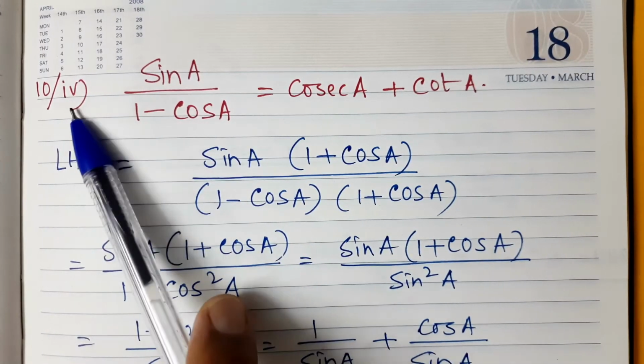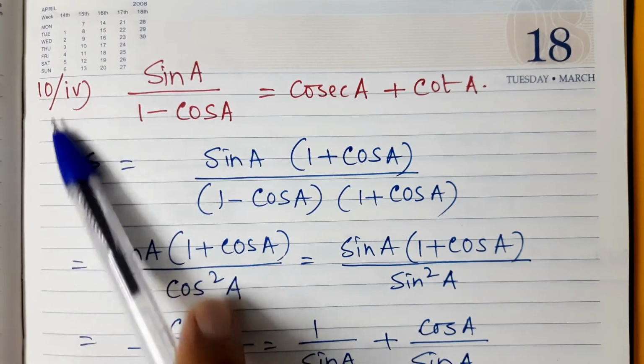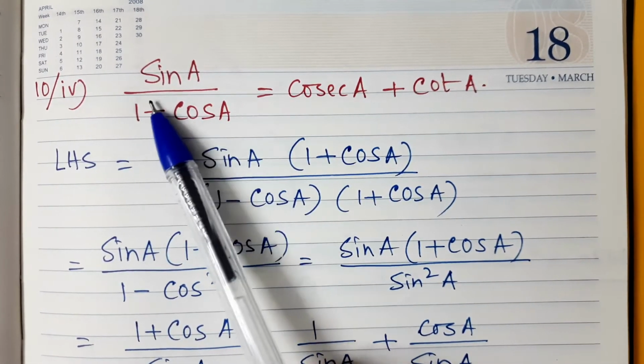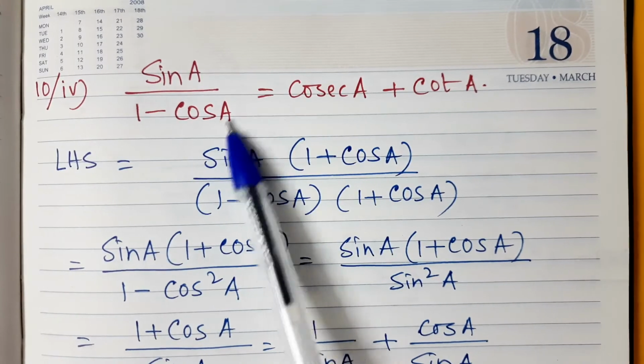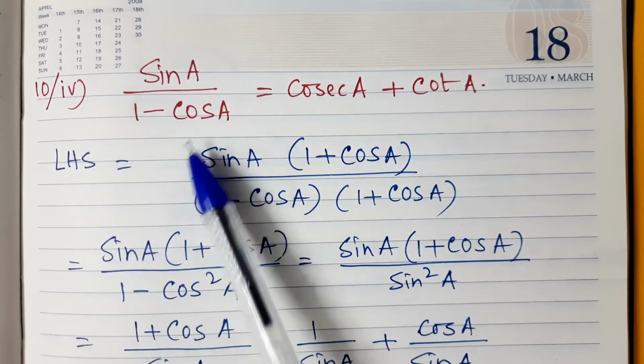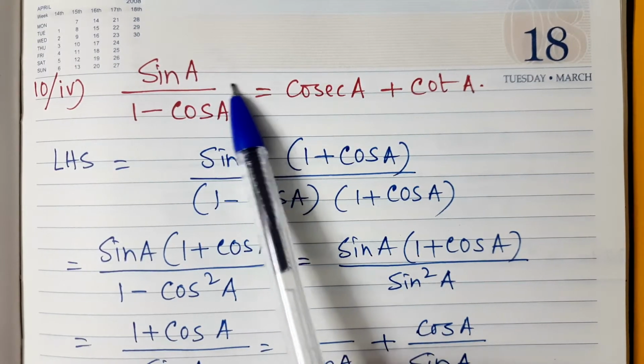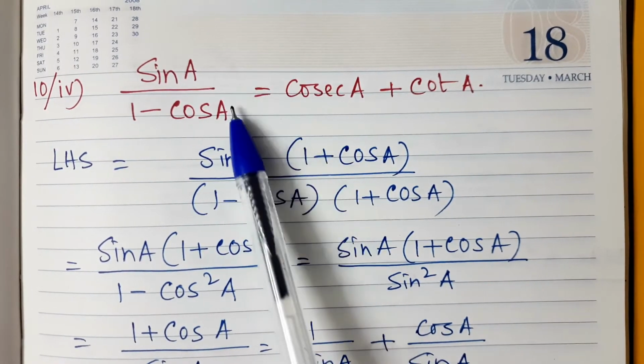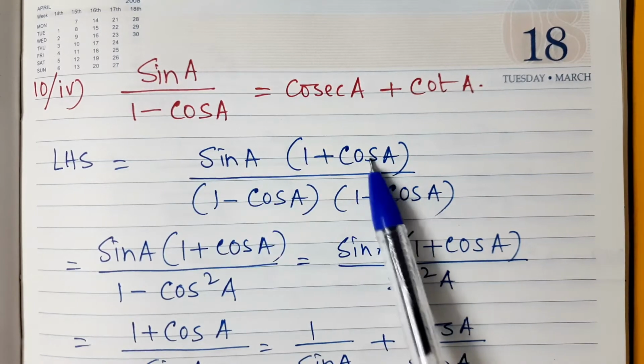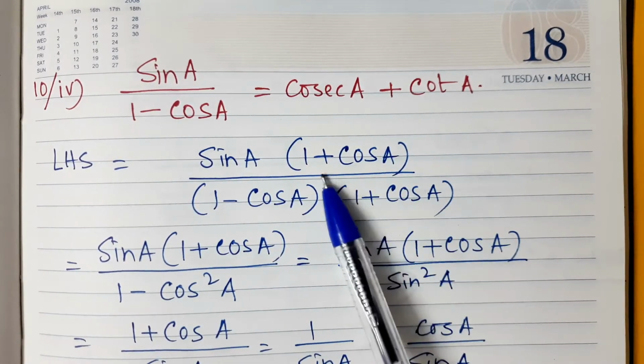Okay. So this is part 4 of problem number 10. See here, this is sin A by 1 minus cos A. That is the left hand side. So here we will multiply 1 plus cos A in the numerator as well as in the denominator. Okay, so we are doing that. 1 plus cos A.